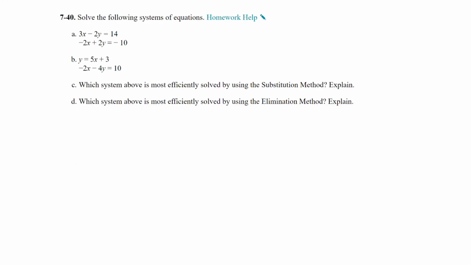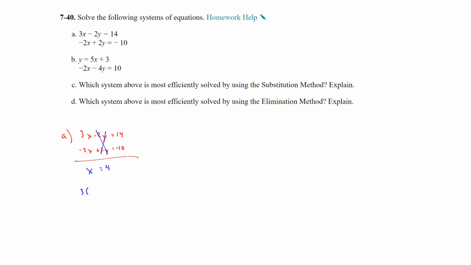Question 40. Solve the following systems of equations. This will be good practice on solving systems again. On the first one we have 3x minus 2y equals 14 and negative 2x plus 2y equals negative 10. This one's set up pretty nicely for us. It has the x and y's on the same side, so you can just add them and the y's eliminate. The negative 2y plus 2y cancel, giving you 0. Then 14 minus 10 is 4, and we don't have to divide, so x is equal to 4.